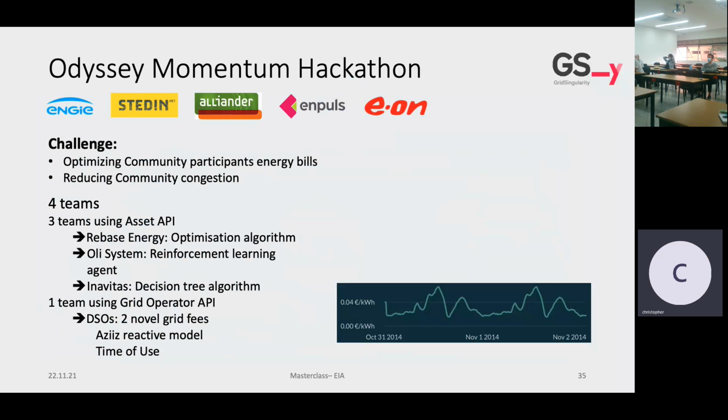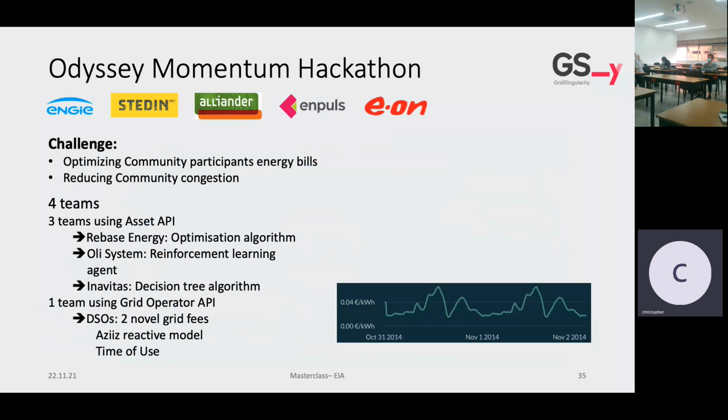And what was interesting is that each of those teams had a different approach. One of the teams was using an optimization algorithm in order to place bids and offers on the market. Another one was using a reinforcement learning approach. They were actually using a Q-learning agent. And the last one was using a decision tree algorithm. So this shows how the asset API can be used to build more powerful trading strategies in the end. You just have to submit a bid and an offer on the market, but you can optimize it fully internally first.